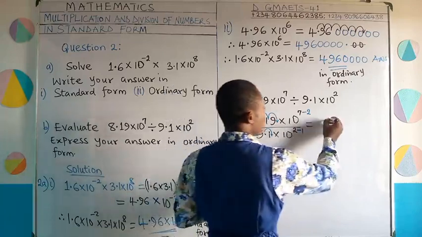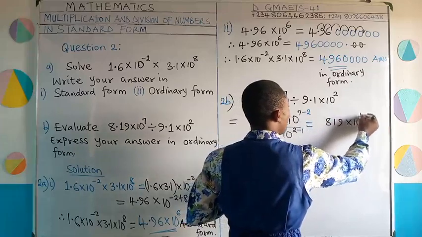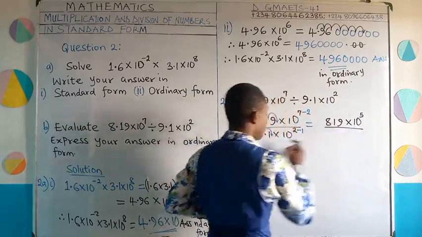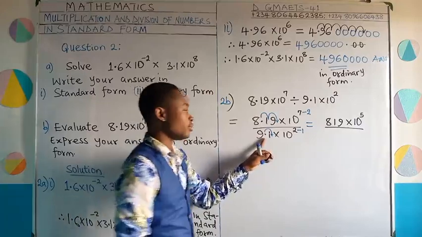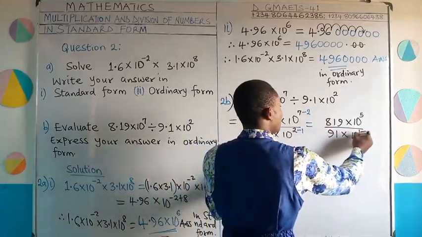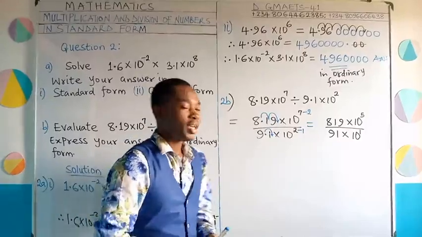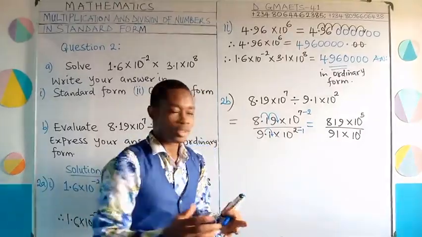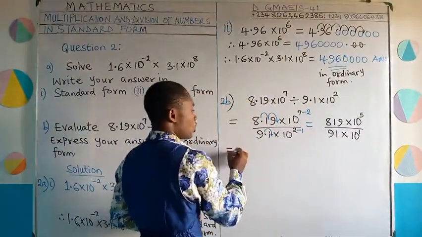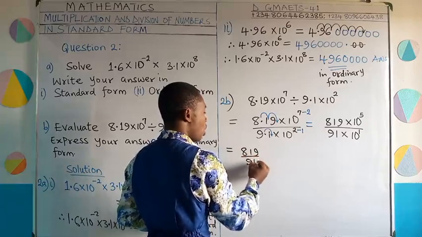Having done this, this becomes 819 times 10 to the power 5. 7 minus 2 will give you 5. All over, this becomes 91 times 10 to the power 1. That 10 to the power 1 is still the same as 10. A number raised to the power 1 is that number. So this 10 raised to the power 1 is the same as 10. Take notes. This will be equal to 819 divided by 91.